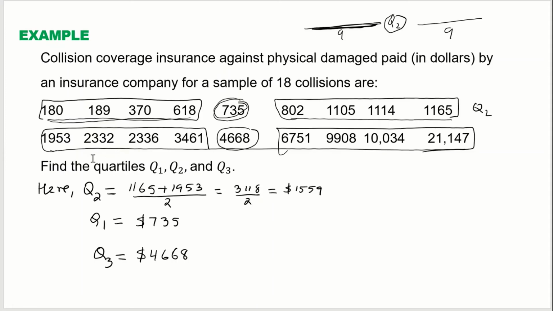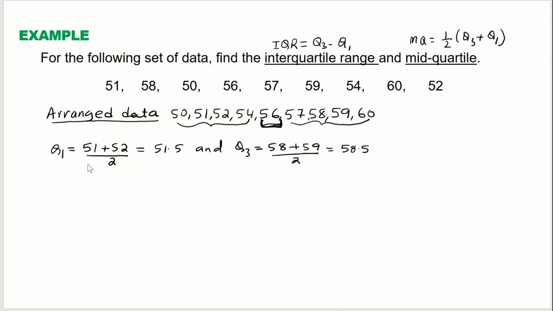So now we have Q1 and Q3, so we can easily find the interquartile range and mid-quartile. So let's do that. Now the interquartile range IQR is equal to Q3 minus Q1. Your Q3 is 58.5, minus Q1 which is 51.5, which is equal to 7.